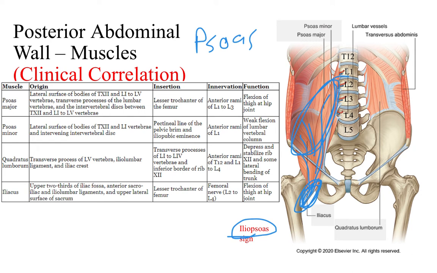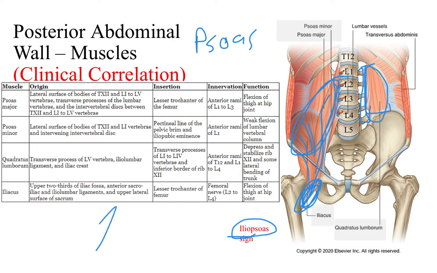The other muscle that you'll find in the posterior abdominal wall is the quadratus lumborum. Quadratus lumborum. Named so because it has a quadrangular shape and it's in the, notice the lumbar region right here.